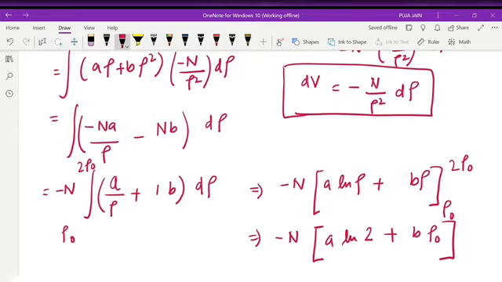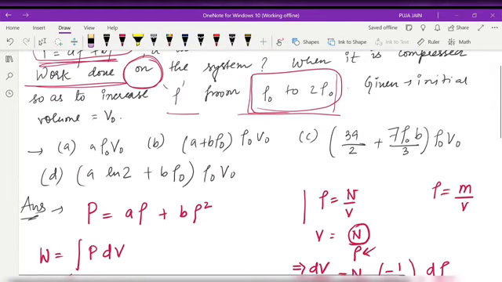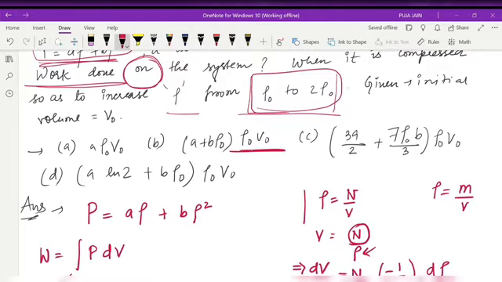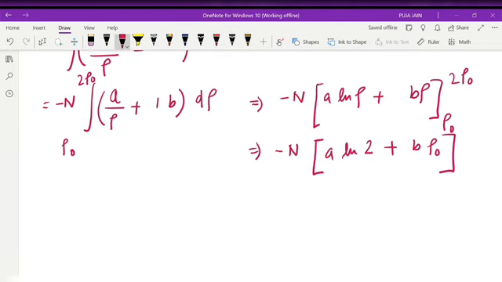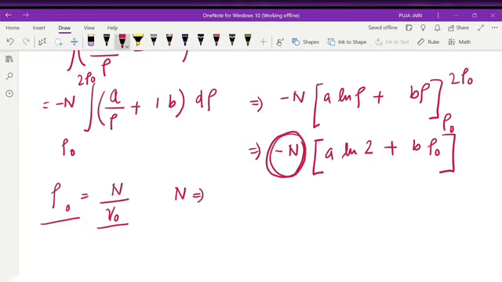Now let's see whether this matches any of our options or not. No. Why? Because here we are getting a term of V0 in every answer. So we have to bring this term V0 into our solution. Where will V0 come from? We know the initial density rho 0 equals N by V0, where V0 is the initial volume. So we have to eliminate N: N equals rho 0 V0.